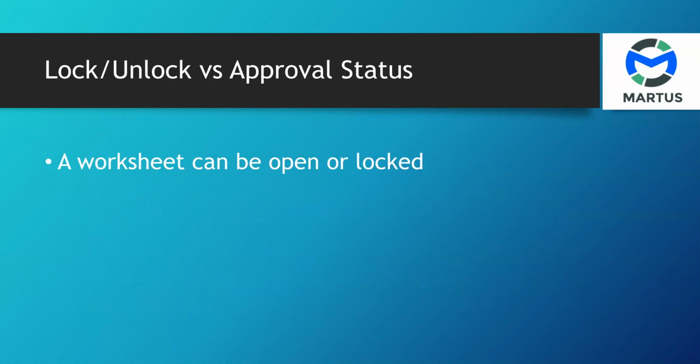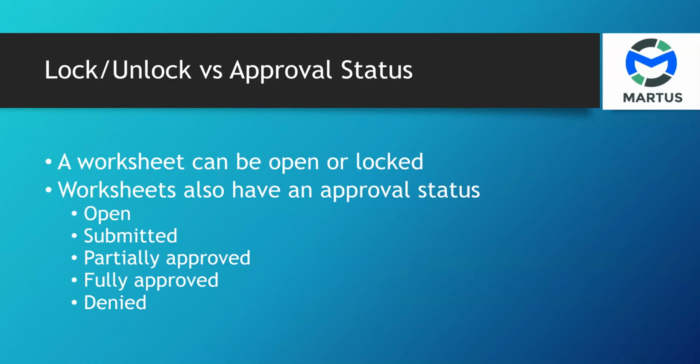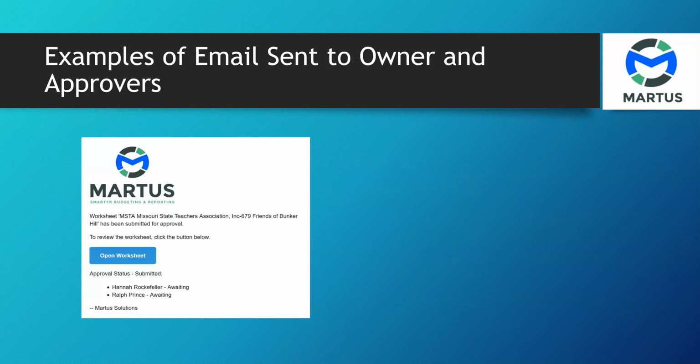Worksheets can be open so that they can be edited, or locked so that they cannot be edited. Worksheets also have an approval status. Whenever a worksheet is submitted, approved, or denied, the owners and approvers are notified by email. Here's a few samples for reference.